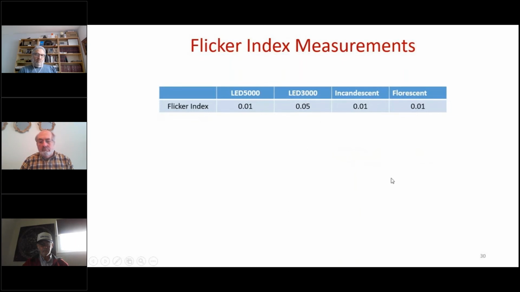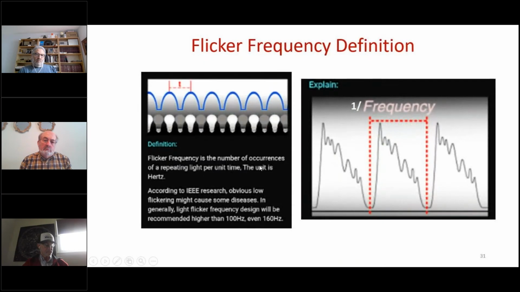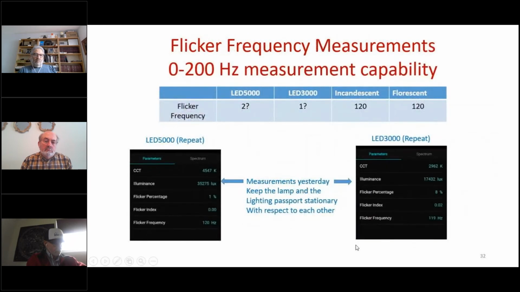This is a discussion that we had last time, and our sales rep, Les, in California, made a valuable comment, which I'm going to explain in the next slide. So flicker frequency is how much fluttering there is, how many times it turns on and off, and that is an important thing to measure. The Lighting Passport is capable of measuring from 0 to 200 hertz.